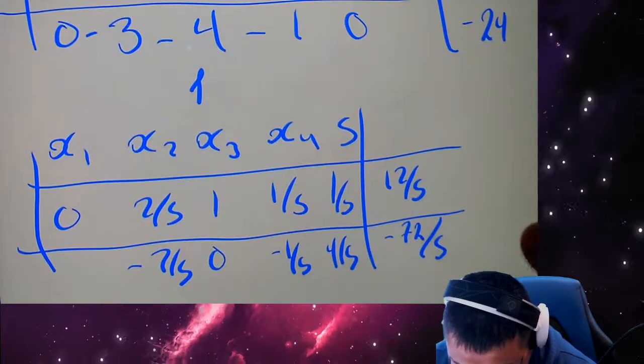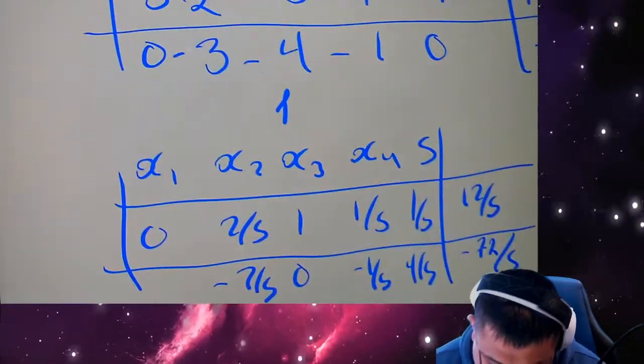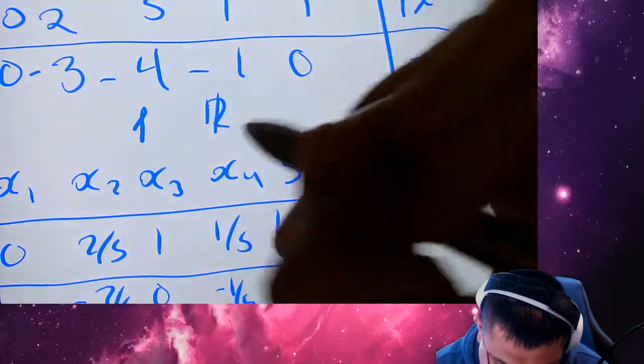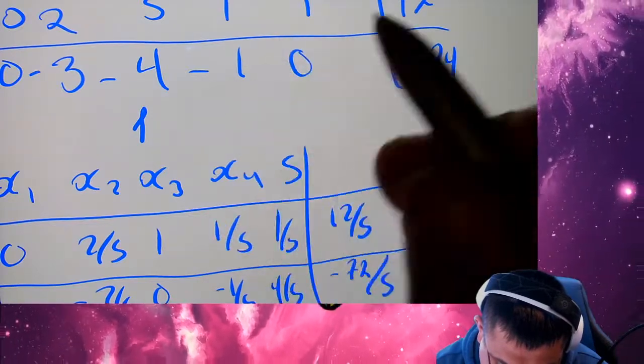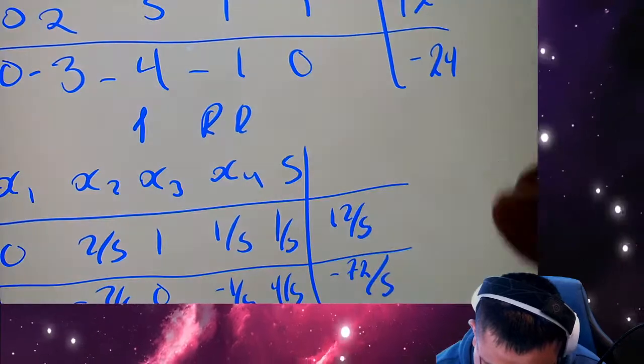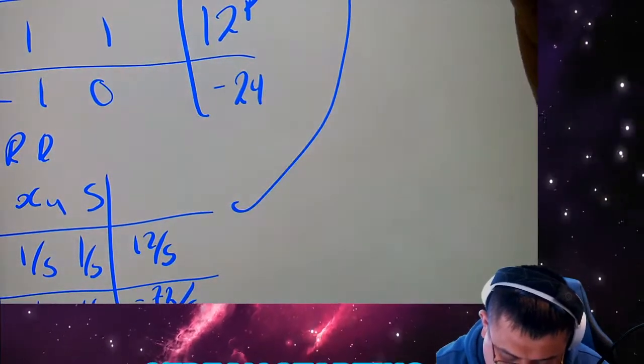Okay. So what we did here is row reduce. I'm just going to say row reduce echelon. We're going to come up here now.